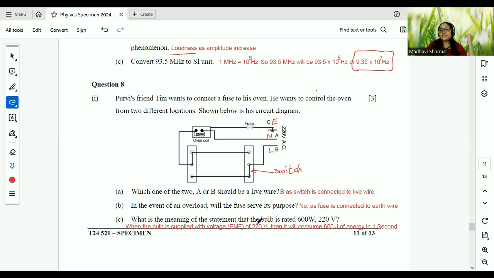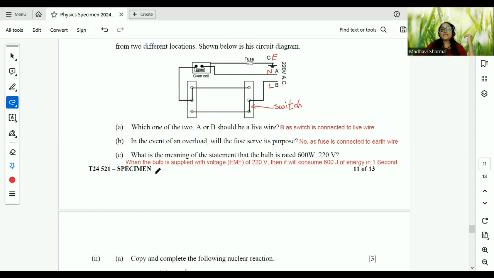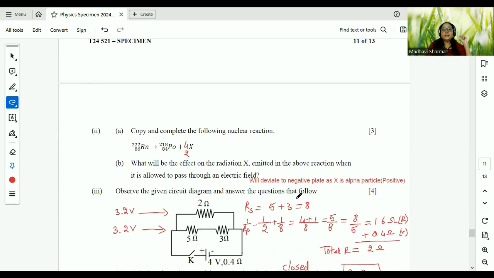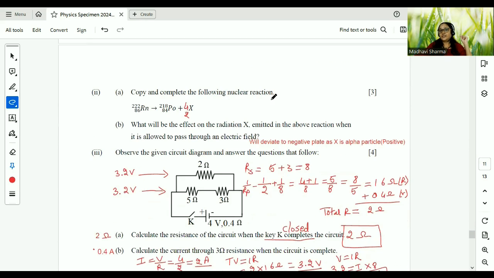What is the meaning of the statement that the bulb is rated 600 watts, 220 volts? When a bulb is supplied with a voltage, that is EMF, of 220 volts, it will consume 600 joules of energy in 1 second. Complete the following nuclear reaction. It's an alpha particle, 4 and 2. Where will it deviate in an electric field? It will deviate to the negative plate.